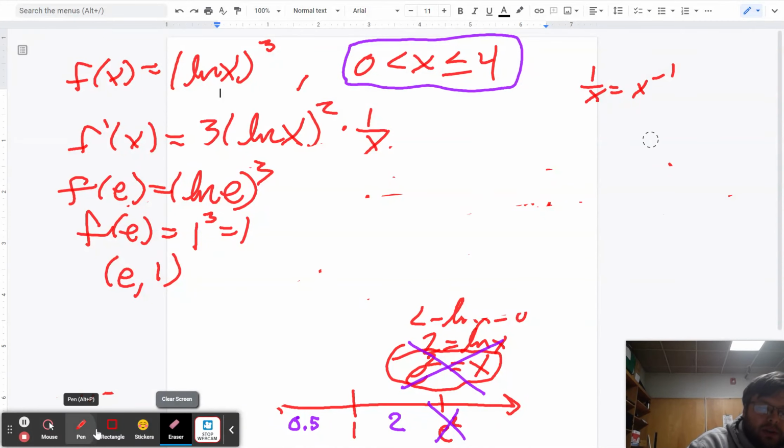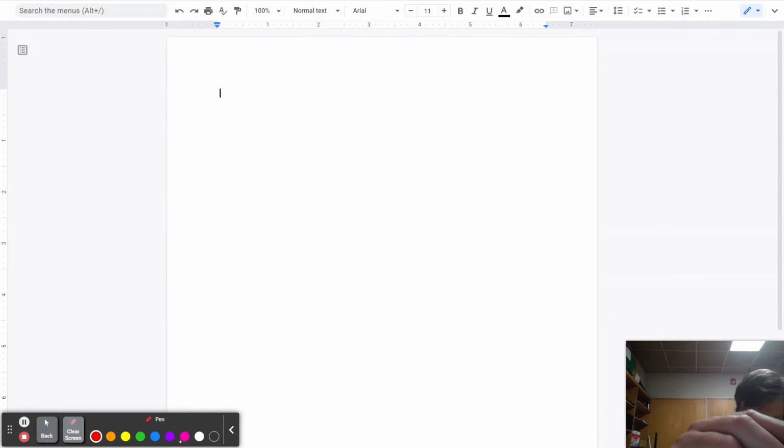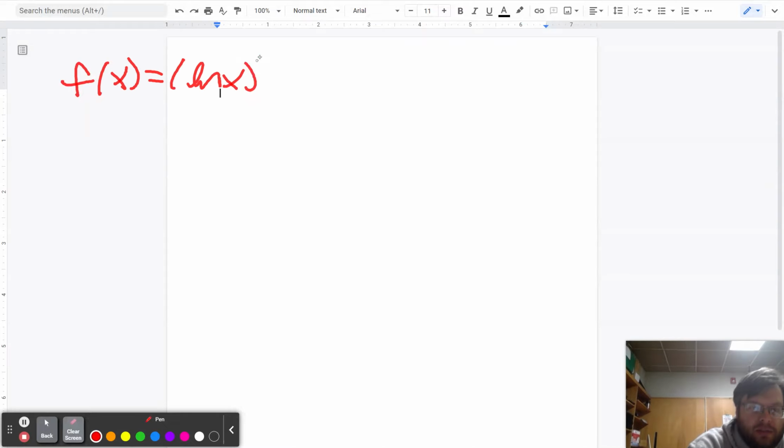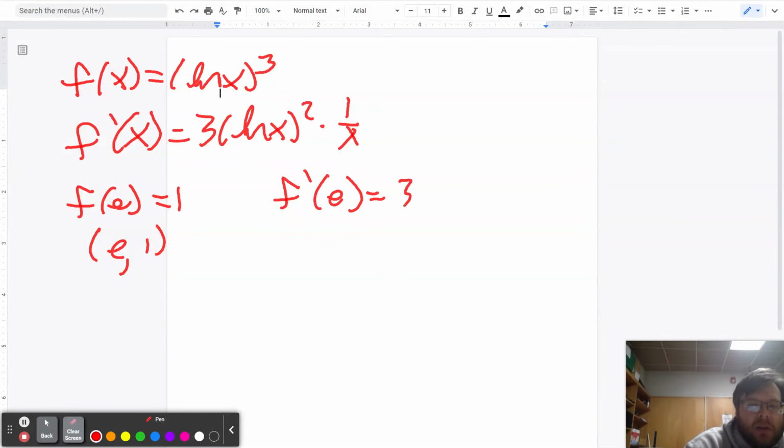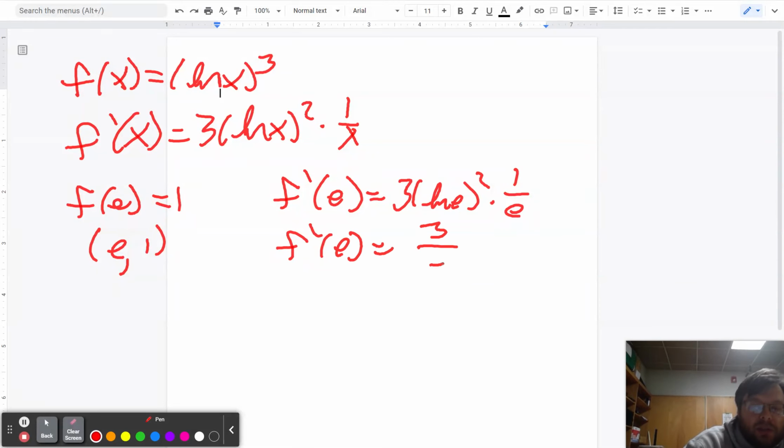I'm also going to look at what the derivative is. So my original function, natural log of x cubed, has derivative 3 natural log of x squared times 1 over x. We know that f of e equals 1, e comma 1. Let's look at what f prime of e is. 3 times natural log of e squared times 1 over e. So f prime of e equals 3 over e. That's going to be the slope of my tangent line, so I'm going to call it mt.